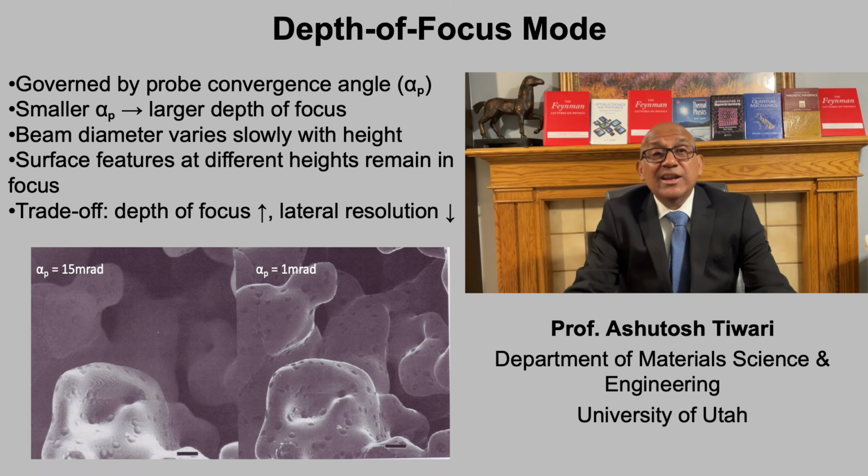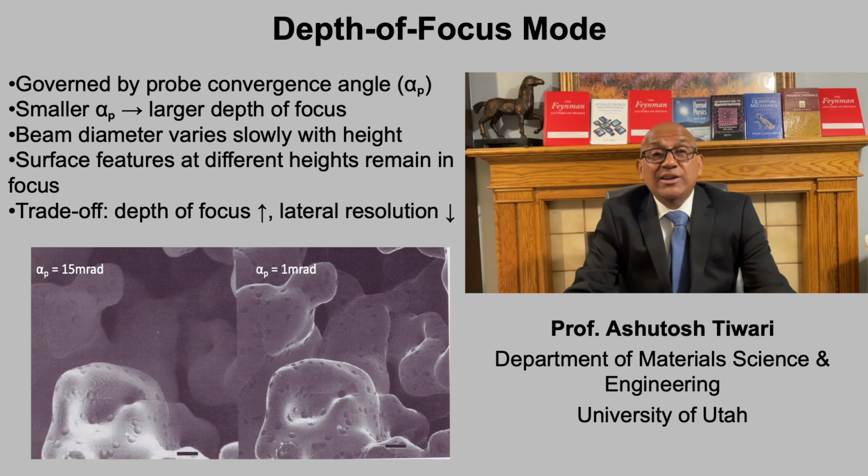Depth of focus mode in SEM is controlled primarily by the probe convergence angle, denoted here as alpha. When the convergence angle is made small, the electron beam approaches the surface more nearly parallel. As a result, the beam diameter changes only gradually as a function of vertical position. This means the beam remains effectively focused over a large height range, allowing surface features at different elevations to appear sharp at the same time.